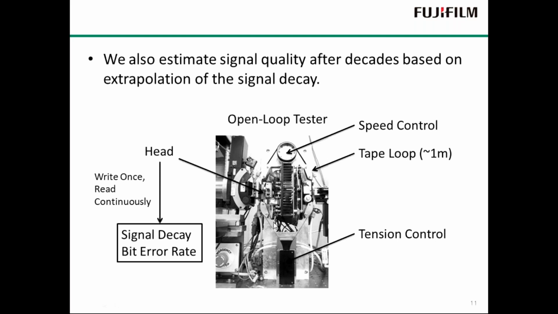So here is the equipment that we have been using, and this is called open loop tester. And here we have a tape loop, and the length of the tape loop is almost 1 meter. We also have speed control here, and at the bottom we have tension control. In this equipment, the tape loop is constantly running in one direction in order to simulate tape drive read write running.